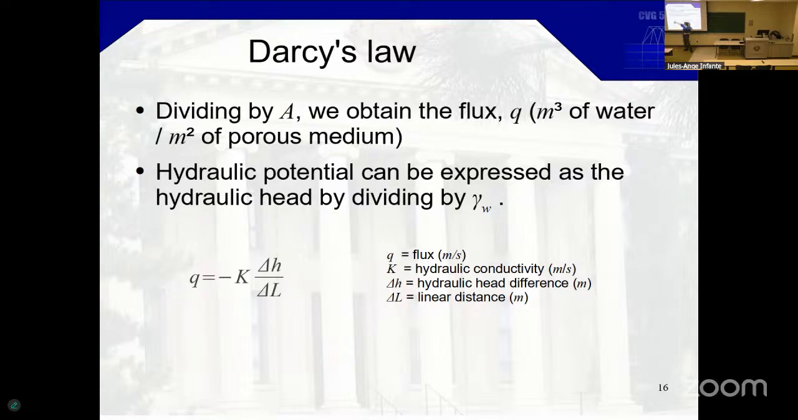So minus K, why minus? Because it goes from an area of high pressure to an area of low pressure, right? Because it goes down the gradient, that's why we have a negative. So minus K times the difference in pressure head, so pressure expressed as the difference in height of water. That's what delta H is, over the length over which it happens. And so that's all that Darcy flux is, and it's a very simple linear relationship.